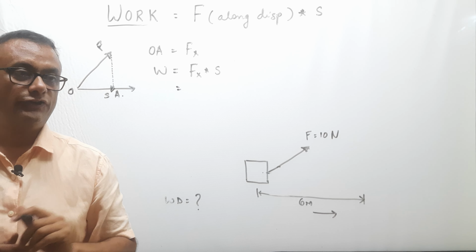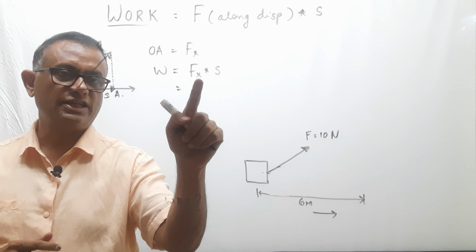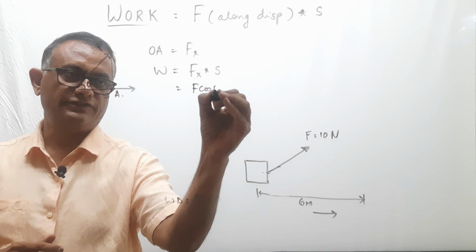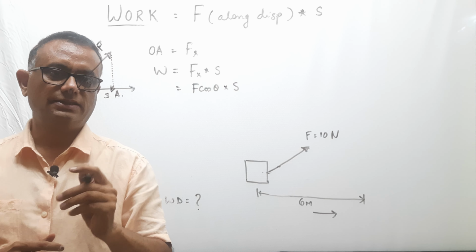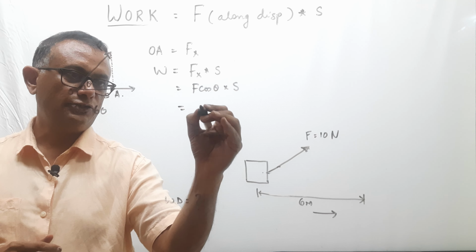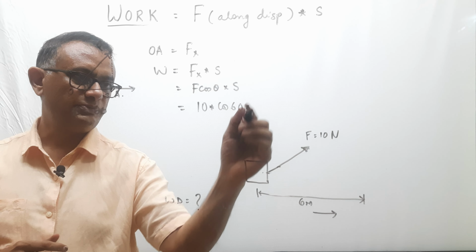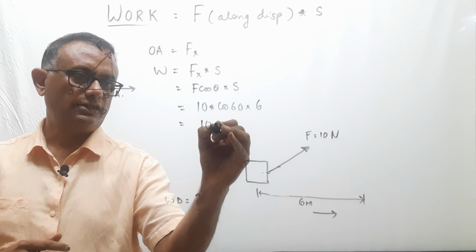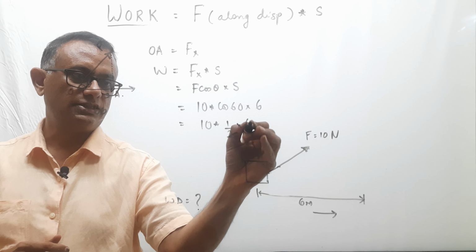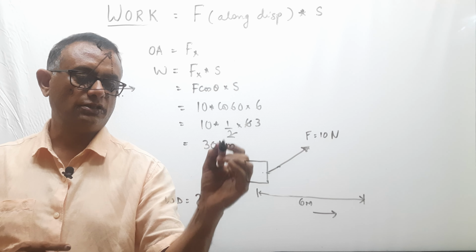And in my previous video, we had understood how to resolve the vectors, right? Force is also a vector. So this Fx, if this is making an angle theta, is going to be F cos theta. We have seen that in the previous video, multiplied by S. If the theta value is given, say 60 degrees, then this will be our 10 Newton multiplied by cos of 60 multiplied by the displacement 6 meter, which is nothing but 10 into cos 60 is half, basics of trigonometry, multiplied by 6. In this case, the work done is going to be 30 Newton meter or 30 joule.